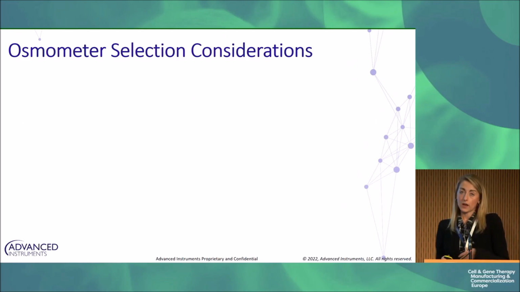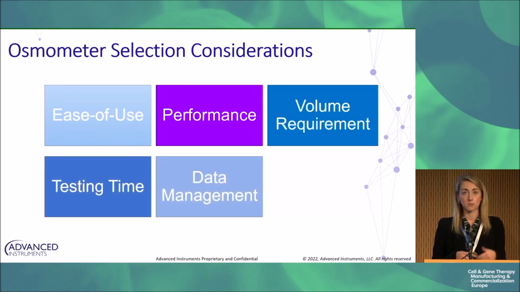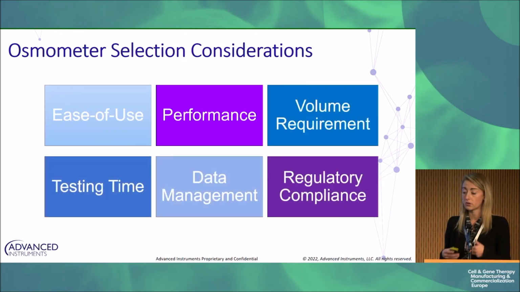So we know when looking at technology, people have different priorities, but we would kind of consider these 6 things the most important parts of an osmometer selection consideration. Ease of use, so user-friendly. Are all of your users within your laboratory going to be able to get along with this instrument and get up to speed with the instrument quickly? Performance is all about accuracy and precision. Are these instruments going to be able to measure these particularly complex samples within cell and gene therapy accurately and precisely?